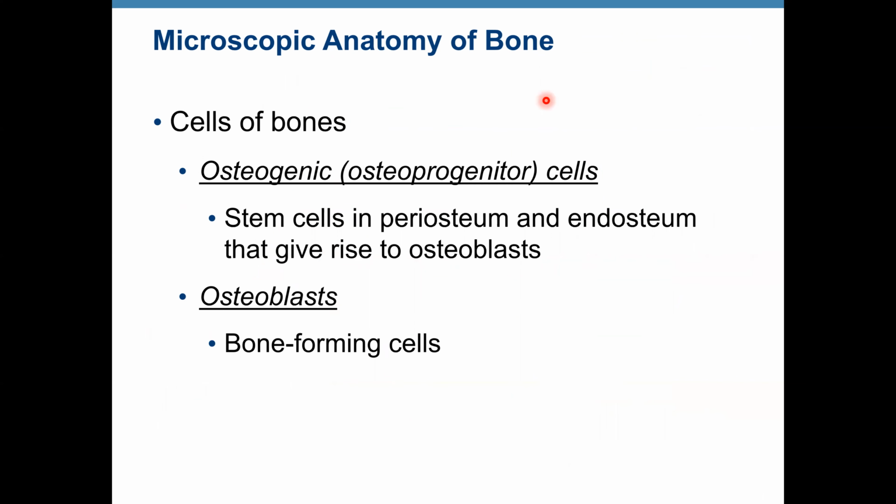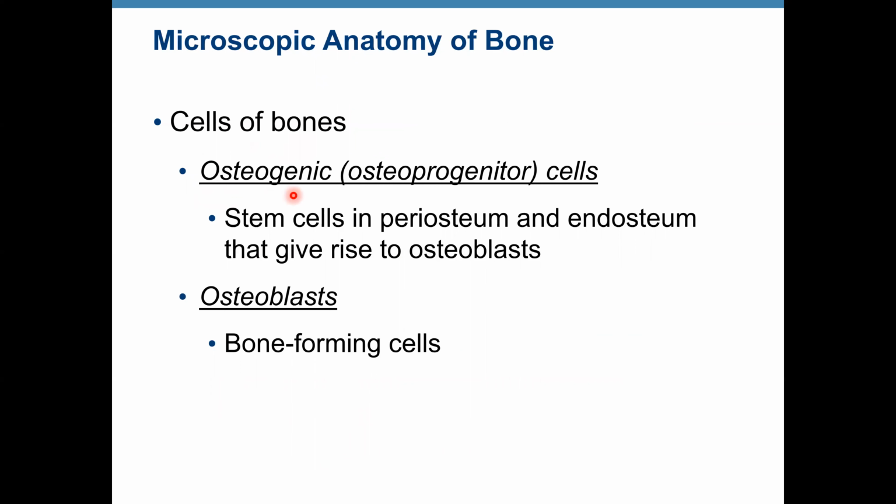Microscopic anatomy of a bone. Bone is a tissue, right? Well, the bone is an organ, but osseous tissue is a tissue. It's a type of connective tissue, supporting connective tissue. And as with any tissue, osseous tissue is made of cells, right? And extracellular matrix. So here are the cells of bones.